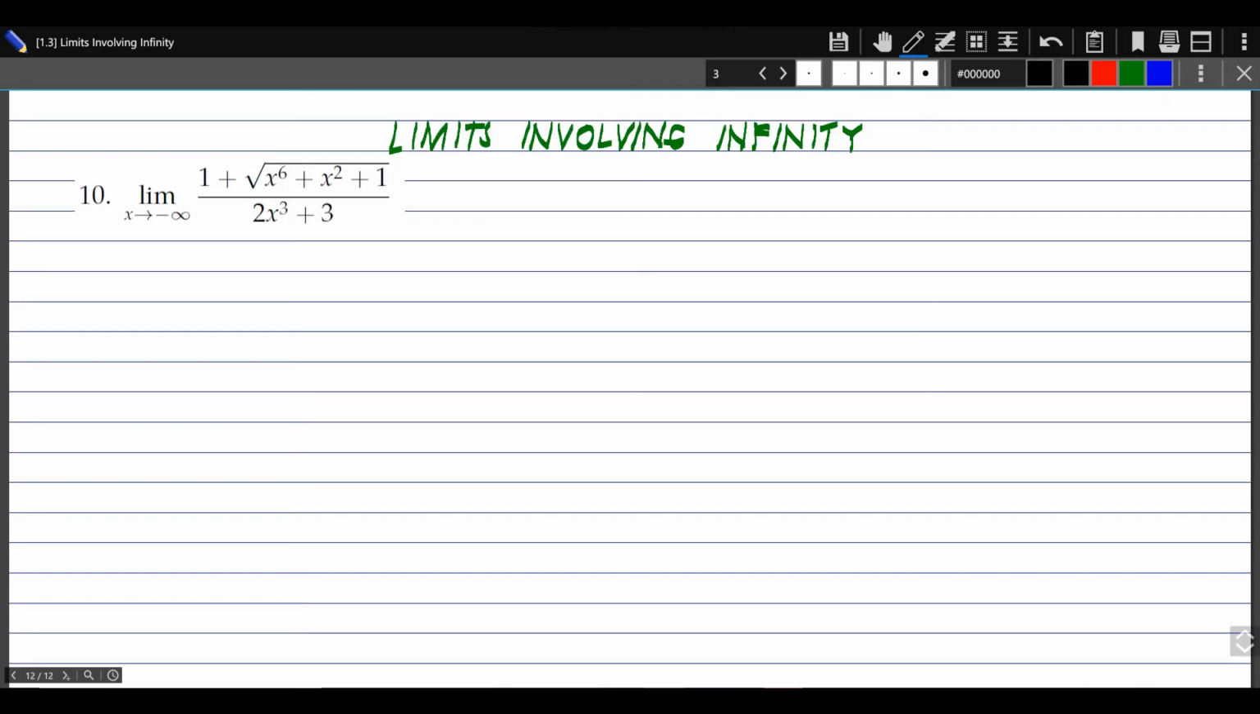Again, we have an indeterminate form of type infinity over infinity, and since we have a rational function, we can once again write this by dividing both numerator and denominator by the highest power of x, which in this case is x cubed. So this is equal to the limit of 1 plus the square root of x raised to 6 plus x squared plus 1 all over 2x cubed plus 3 times 1 over x cubed over 1 over x cubed.